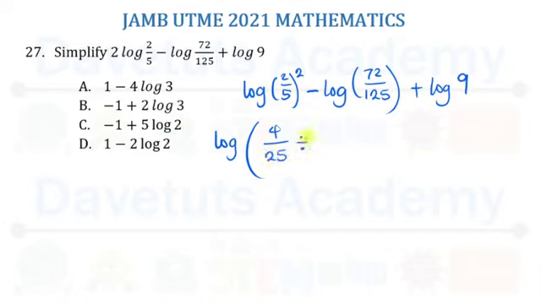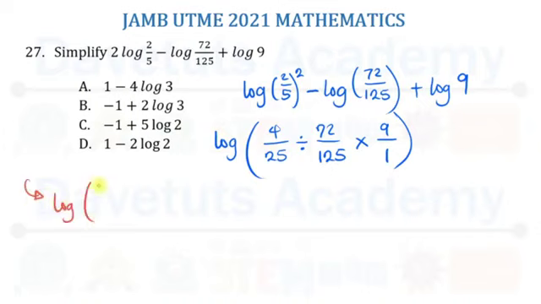The second term is divided by 72/125, because I'm combining the logarithms already. That's why I'm writing only a single log. So negative will become division, positive will become multiplication, times 9 over 1. Okay? So what I'm having is nothing but log of 4/25. Now, because of the division, I can reverse that: times 125/72 times 9/1.